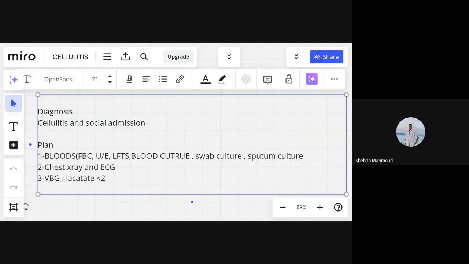Now you will need to give this patient some antibiotic. It is cellulitis, isn't it? What antibiotic will you give? Flucloxacillin is the first line according to the NICE guidelines. You will find the NICE guidelines in the drive. The first guideline is flucloxacillin, and it is 1 gram QDS for 7 to 10 days.